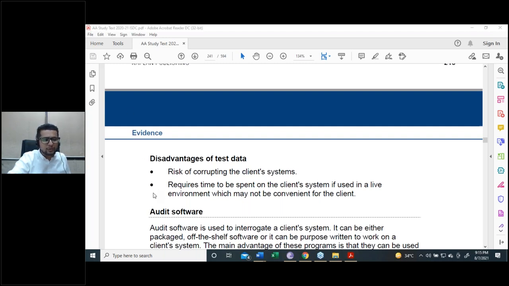Yes, Azra, you are absolutely right. This could be tested as knowledge base. Saroj is saying, please repeat live and dead.